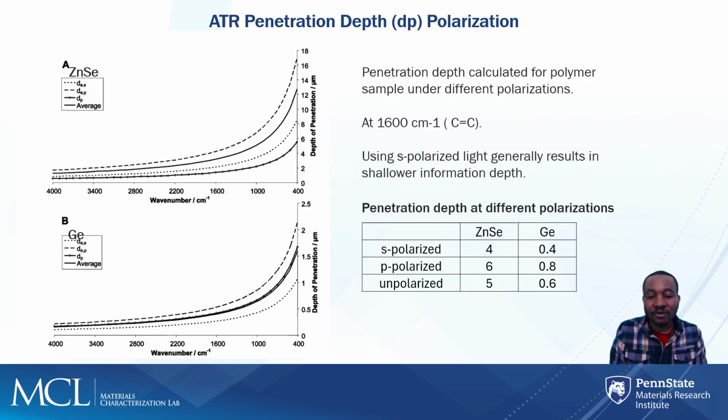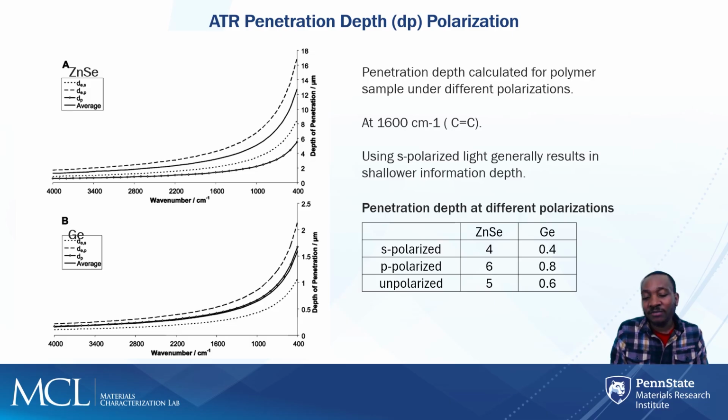And if we're looking at that same sample with P-polarized light with zinc selenide, we would probe a little bit deeper into the sample and be looking at about 6 microns into the sample. And with germanium, if we look at that same sample with S-polarized light, we're about 400 nanometers into the sample, and we're about 800 nanometers into the sample with P-polarized light.